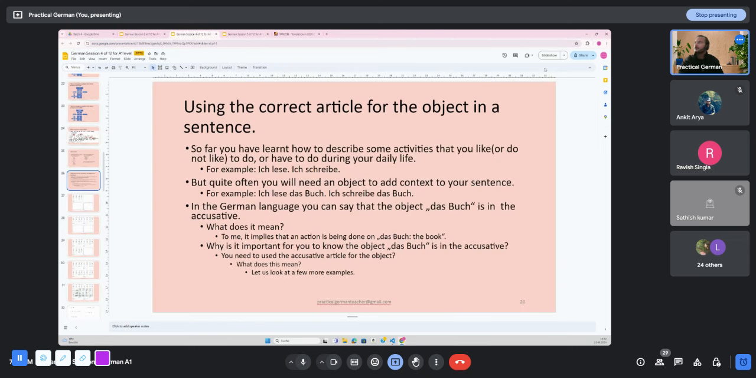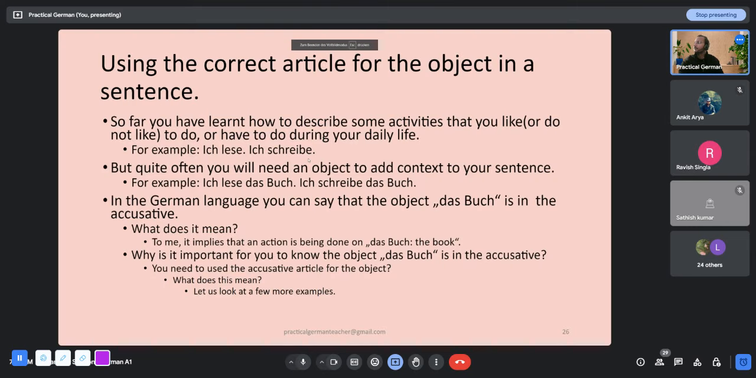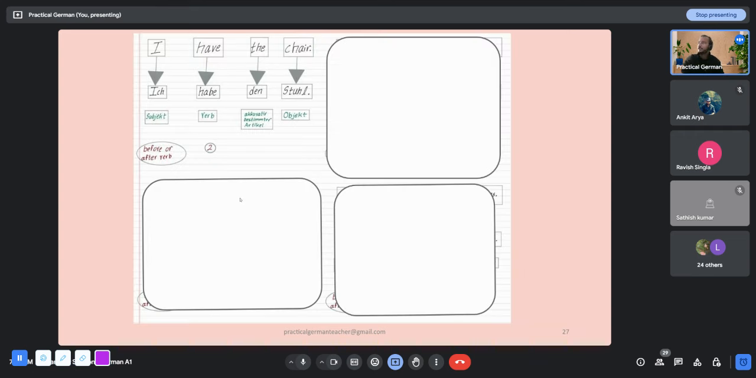You can say ich lese, I read. You can say ich schreibe, I write. Now if I want to say he reads, you will have to say er liest. For she and it, it will also be s. If I want to say we read, you have to say wir lesen. Now if you want to provide some more context, what you are reading, you will say book, and you will say das Buch, the book. Let us look at a few more examples.